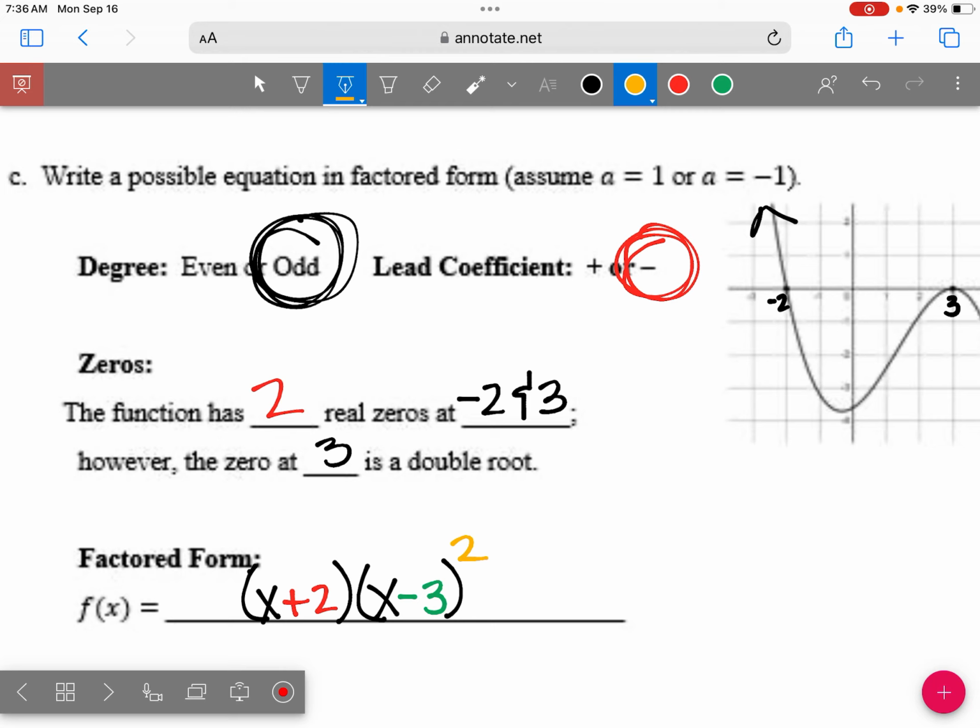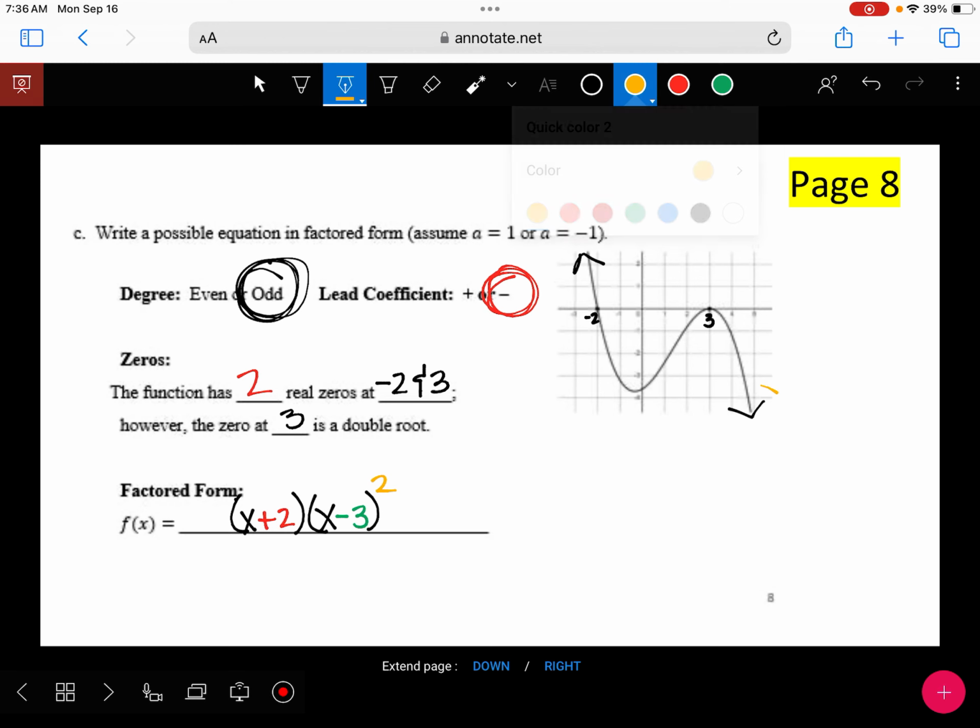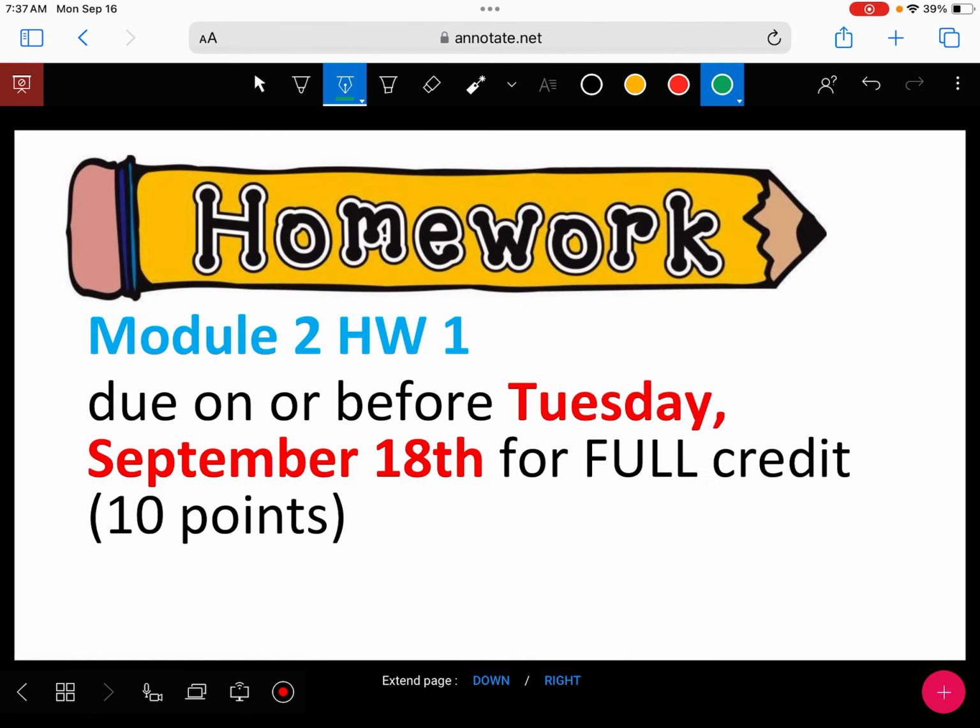One more thing we have to do. Only because this is a negative leading coefficient, we do have to put a negative 1 in the front. You only have to do that when it's a negative leading coefficient. So if the right arrow goes down, we have to start by putting a negative 1 in the front. Only when it's a negative leading coefficient.